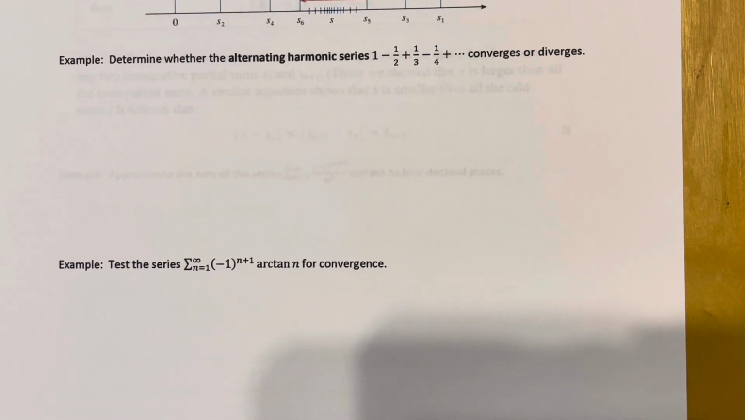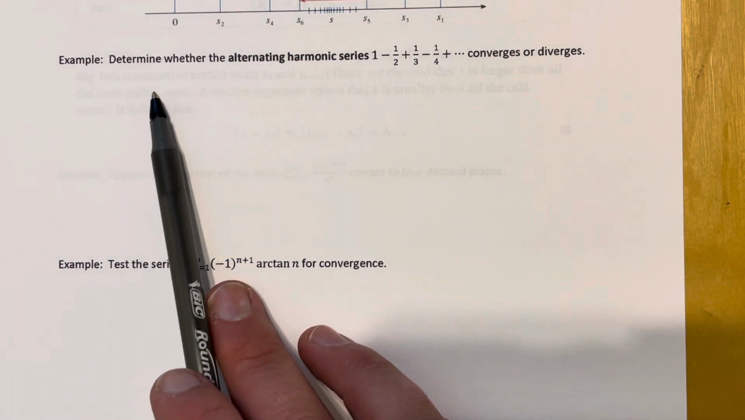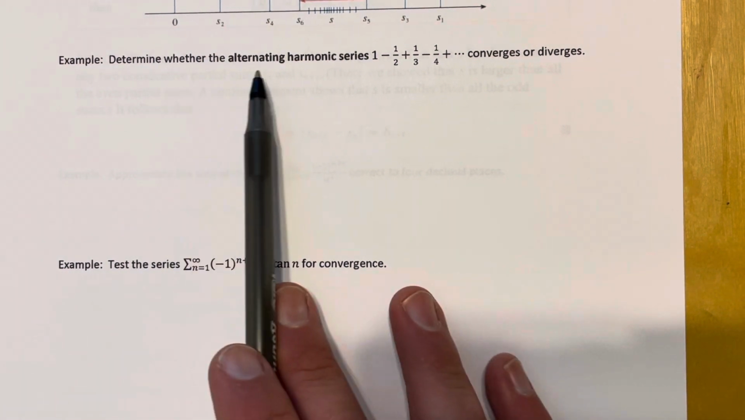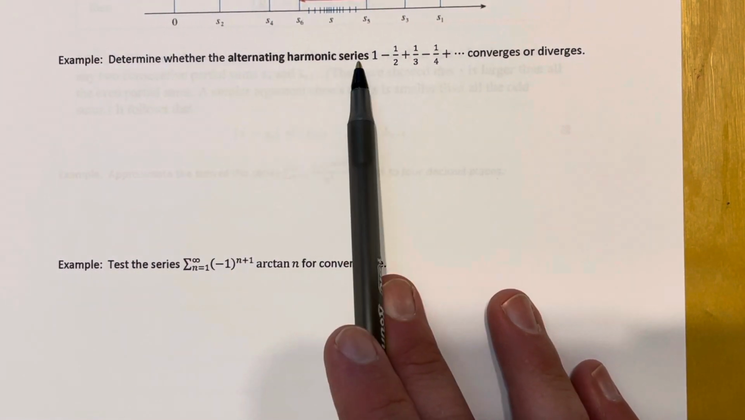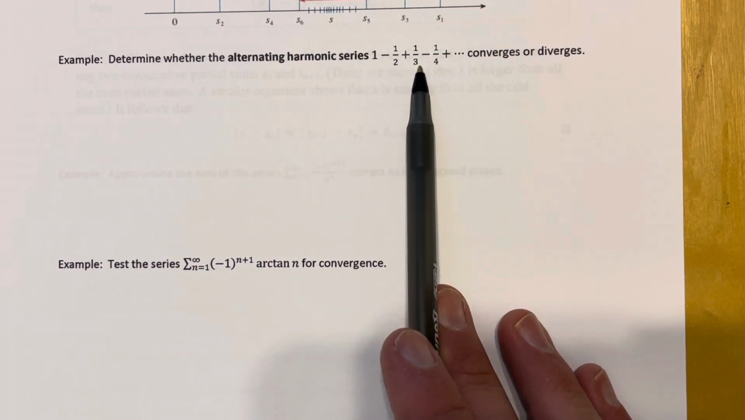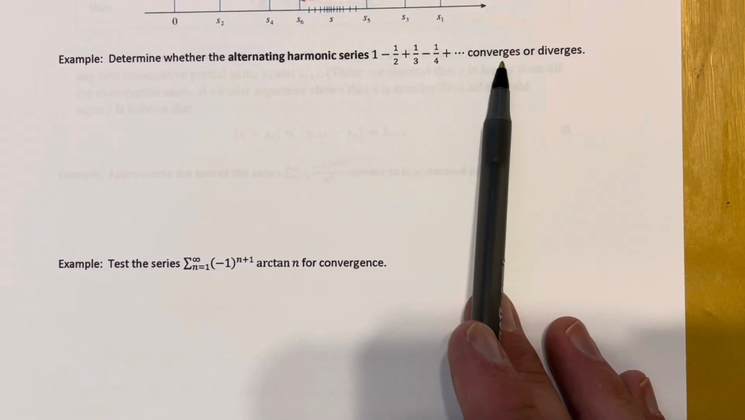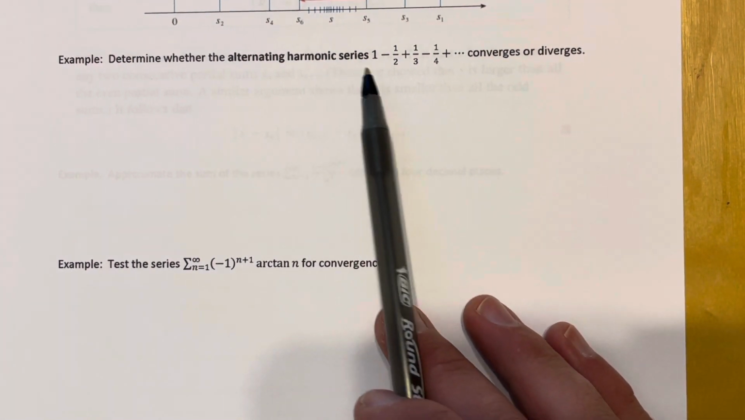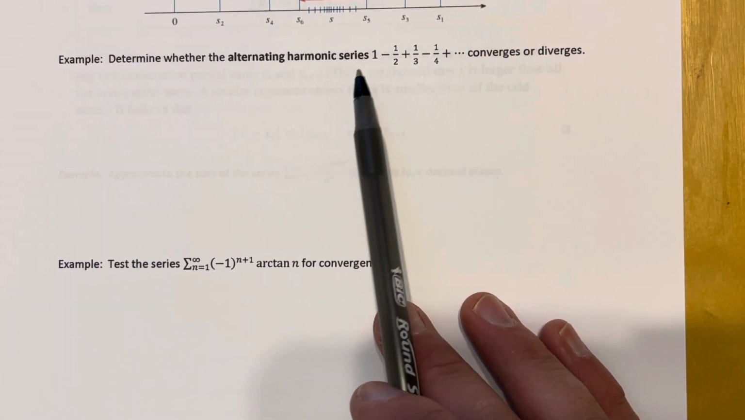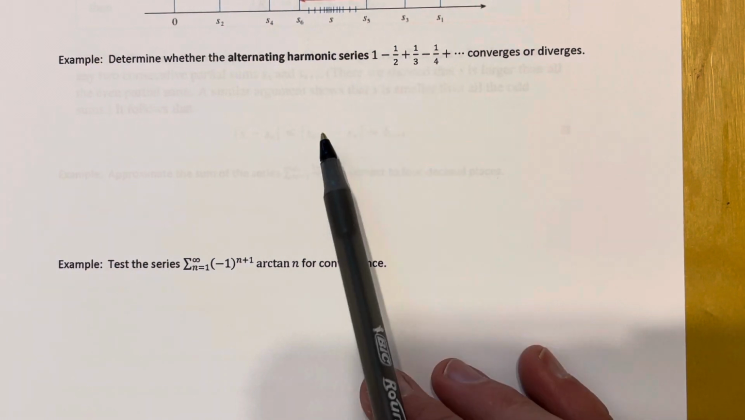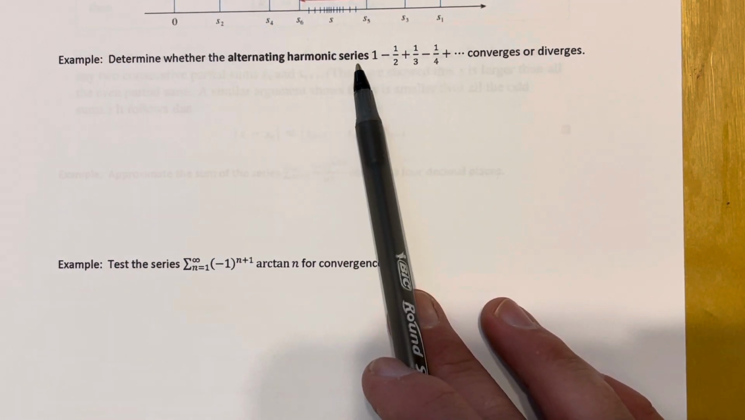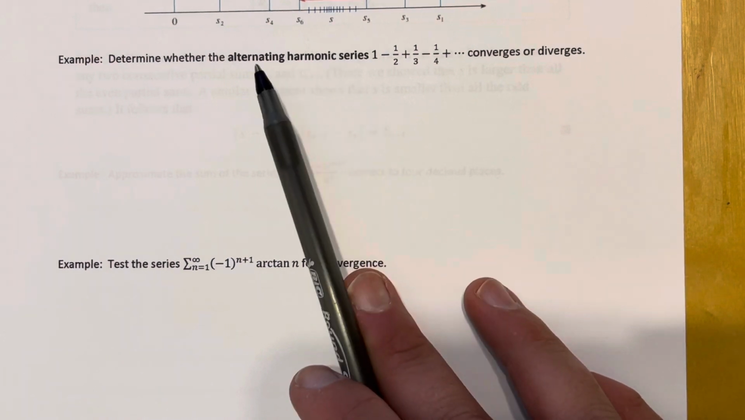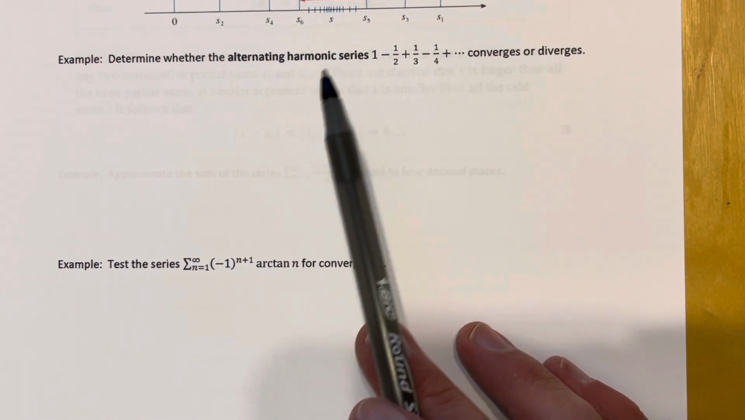Okay? So let's start with an example. We're going to do a few examples. Determine whether the alternating harmonic series, 1 minus 1/2 plus 1/3 minus 1/4 and so on, converges or diverges. The alternating harmonic series is just the harmonic series where we alternate between positive and negative values. We know that the harmonic series diverges, but does the alternating harmonic series converge or diverge?